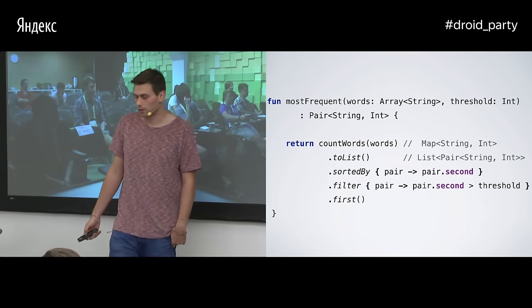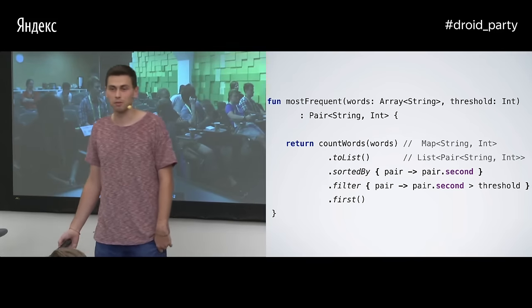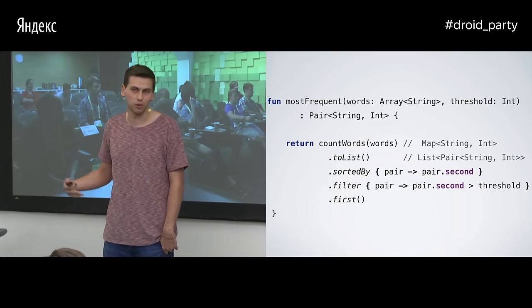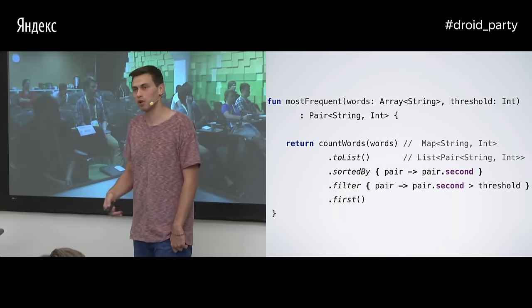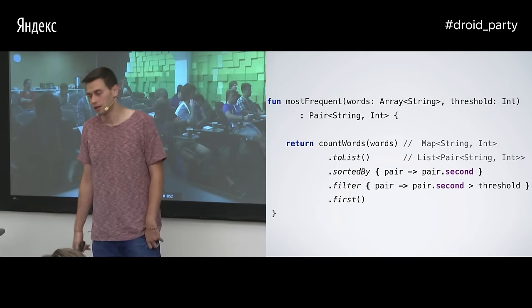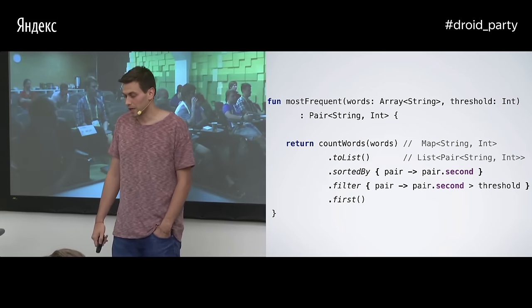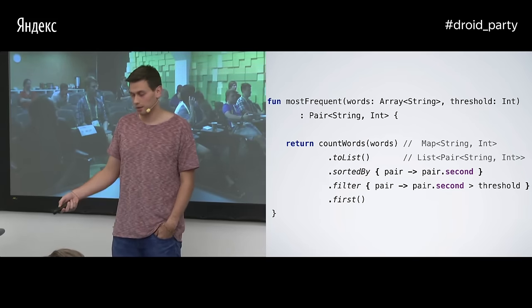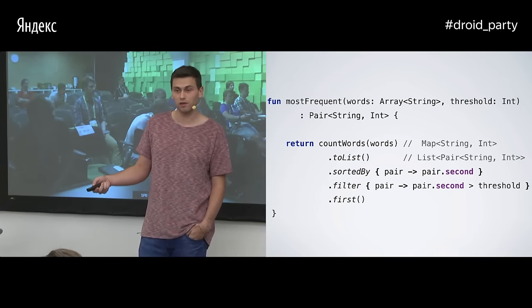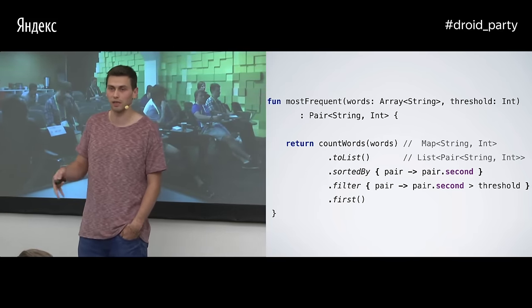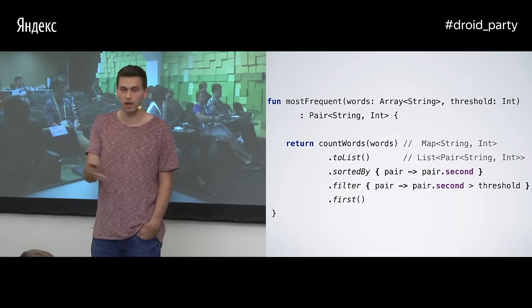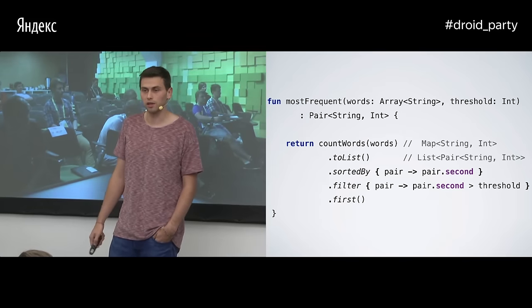Basically, we would convert that map to a list just because it's easier for me to work on. But I'm pretty sure there would also be a good way to do that with the map. But for me, it was the easiest way. And then we basically say, OK, we have the list. We sort the list. Then we filter the list regarding the threshold. So everything that does not occur as much as the threshold, we filter out. And then we say, OK, take the first.